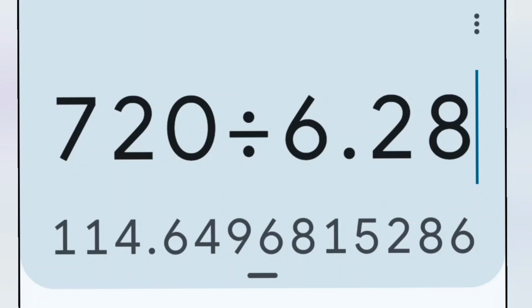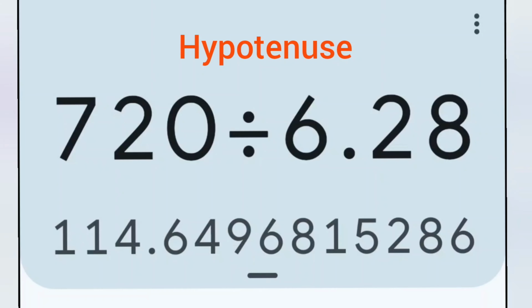Okay, now I said I was going to do this on the calculator. So we got 720 kilometers is the whole circle circumference. So to get the radius, or the hypotenuse, we just divide that by 2 pi, or 6.28. So 720 divided by 6.28, 114.64 kilometers is the hypotenuse.